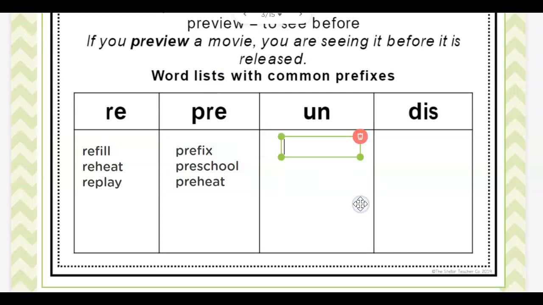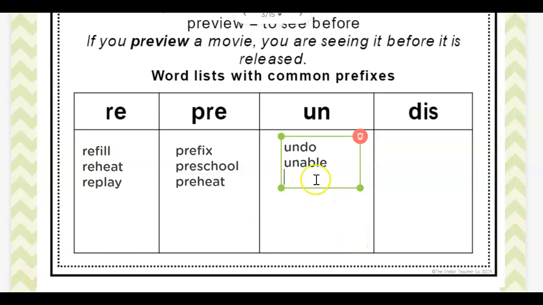Our next one is un. Well, we talked about the word undo, to not do. If you are not able to do something, be unable to do it. Or something is not even, that could be uneven.